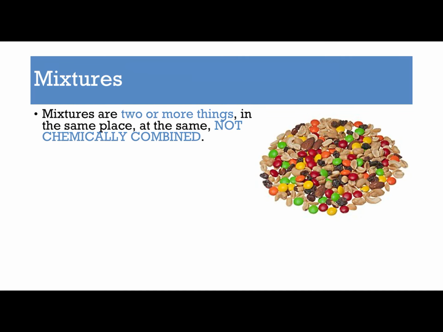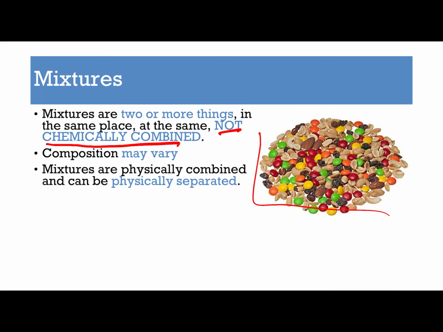Okay. So jumping into mixtures, mixtures are two or more things in the same place at the same time, not chemically combined. So that's super important. Compositions may vary. So here is a picture of trail mix. It looks like there's some M&Ms, some raisins, some almonds, some cashews, stuff like that. But if you get a different brand of trail mix, it may have a different amount of nuts in it, may have different candies in it. So just because it's trail mix doesn't necessarily mean it's going to be the same every single time.